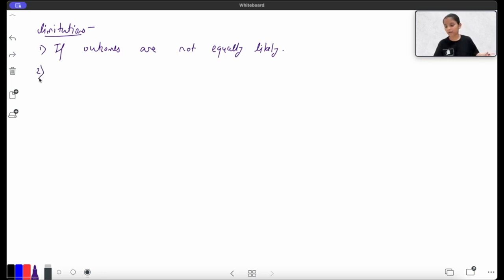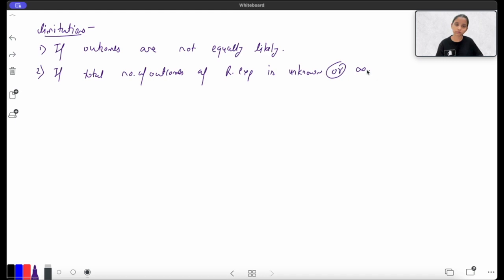The second case is if the total number of outcomes of some random experiment is unknown. You don't know the total number of outcomes, you can't find that out, or it is going to be infinity. Now if it is infinity, then the probability of a certain event is going to be 0. That is not an accurate estimate of probability, because there are some favorable outcomes corresponding to that event, so probability has to be something. It can't be 0 in that case.